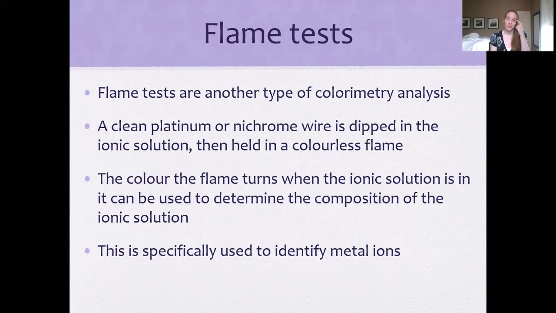Flame tests are much less precise because they don't use any technology like that. Essentially, all you do is you take either like a platinum or a nichrome wire, you dip it into an ionic solution, and then you hold that in a colorless flame. And the flame will then burn different colors based on what that ionic solution was and what ions were present. Ions especially can burn really colorfully, so you can identify them quite clearly based on their flame test.